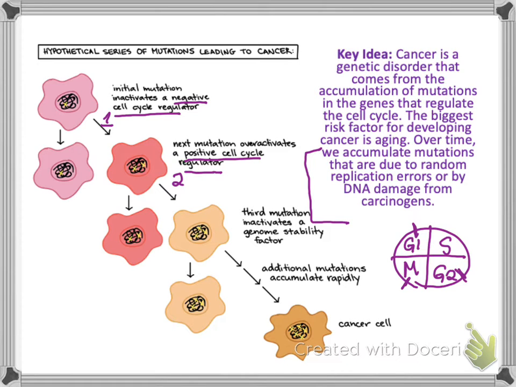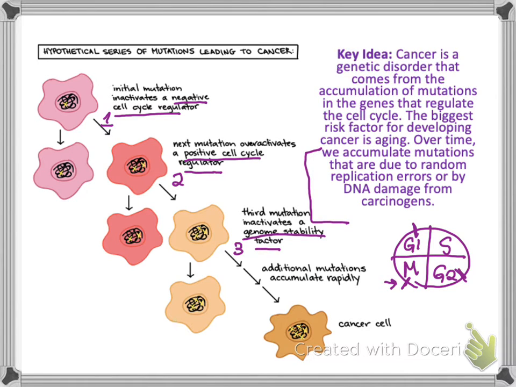Now we're going to have a third one. In this case, it says it inactivates a genome stability factor. So that might be something down here with the M phase, right? When at that checkpoint, normally they check to make sure that the spindle is attached to the centromeres of the chromosomes so they separate properly. Well, maybe that checkpoint doesn't happen, and so the chromosomes aren't attached to the spindle, they don't separate properly, and then you end up with cells with too much DNA or not enough DNA. That's genome stability. So now we're getting extra or missing chromosomes.